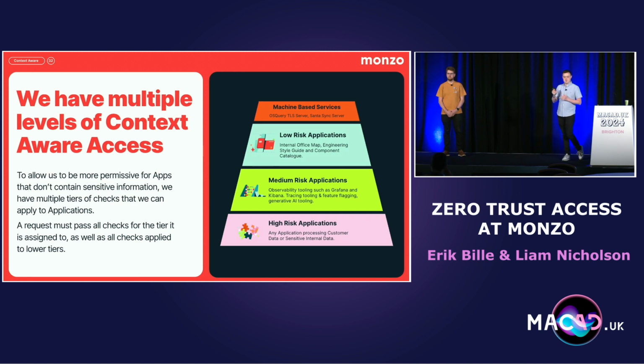One thing I am going to point out here is that top box. If you put your Google Santa sync server or OSQuery TLS server behind your Zero Trust or your device identity rollout, make sure that you don't apply your context-aware access checks that rely on that data to those. Speaking from experience in our staging environment, it really doesn't end well.